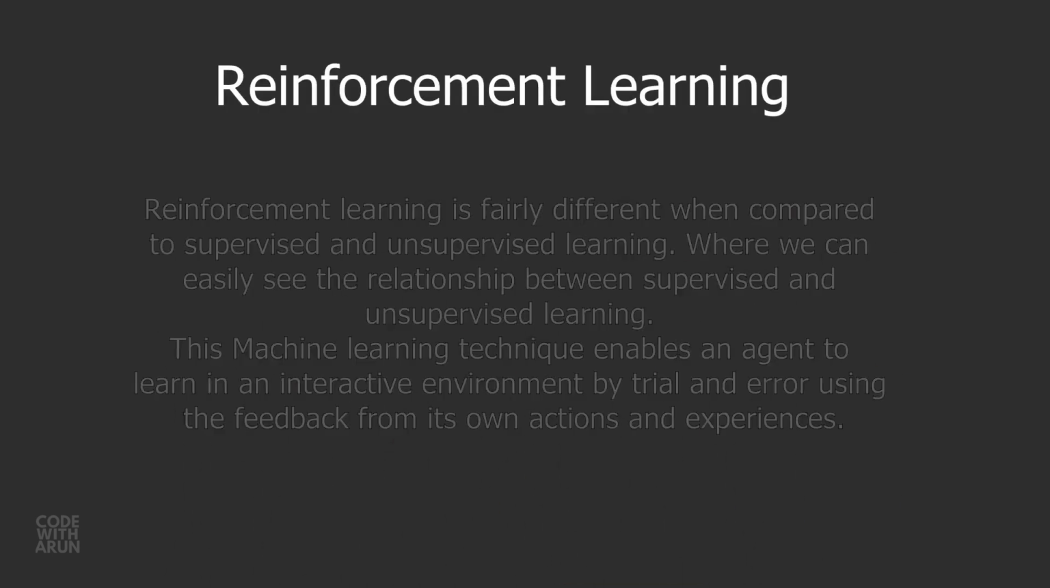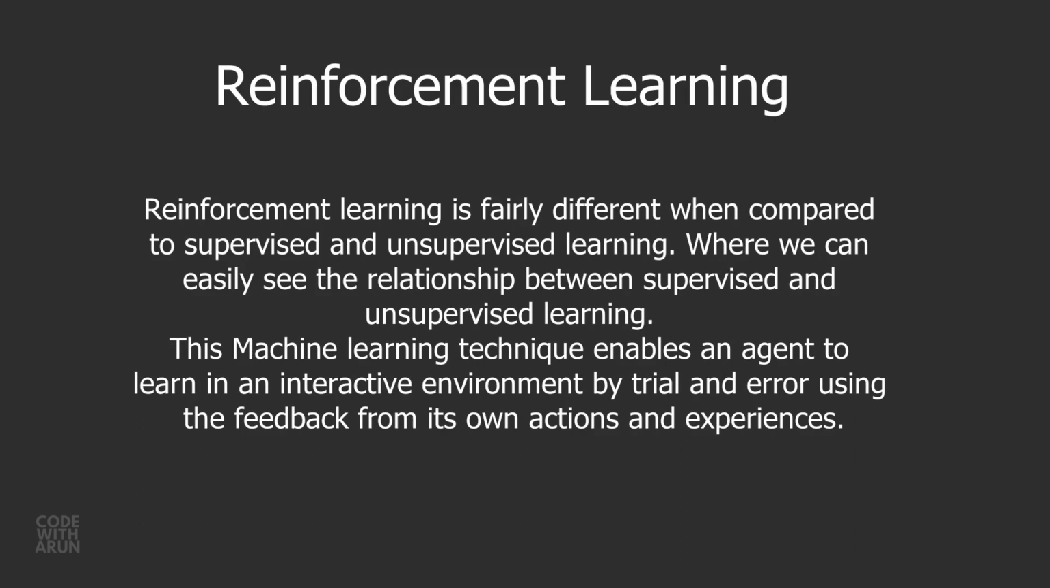Reinforcement learning. Reinforcement learning is far different when compared to supervised and unsupervised learning, where we can easily see the relationship between supervised and unsupervised learning. This machine learning technique enables an agent to learn in an interactive environment by trial and error, using the feedback from it and learn by itself from the actions and experience.